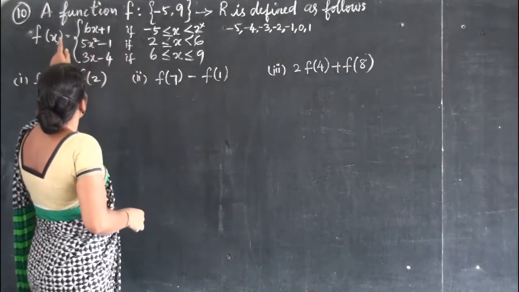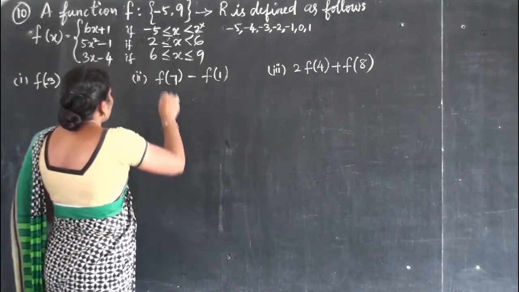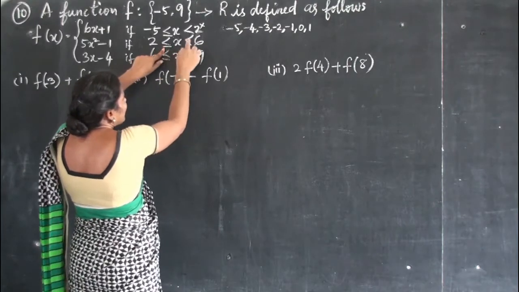Okay, then here for 5x squared minus 1, we have a condition that is 2 is less than x, and x less than or equal to 6.